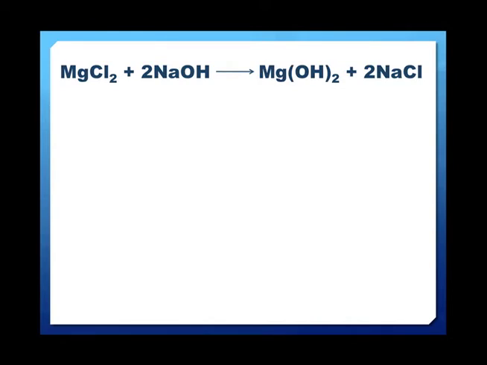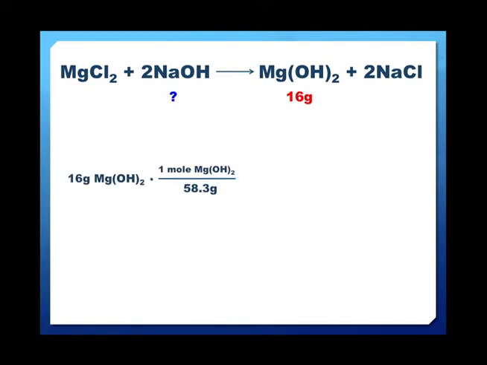Magnesium hydroxide, or milk of magnesia, is produced by the following reaction. If we wanted to produce 16 grams of milk of magnesia, how many grams of sodium hydroxide will we need? Let's set up our conversion factors.